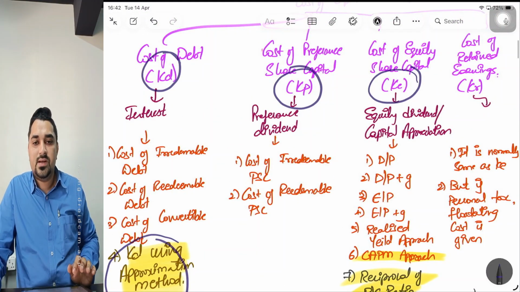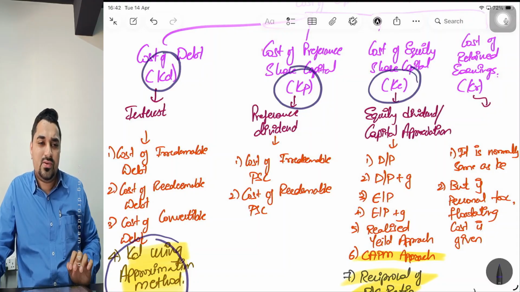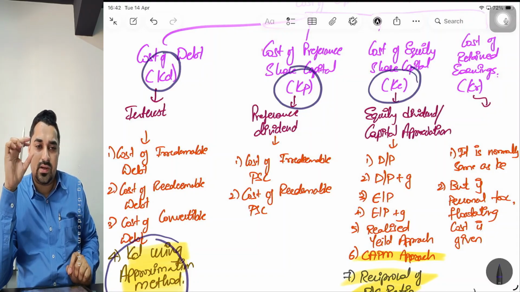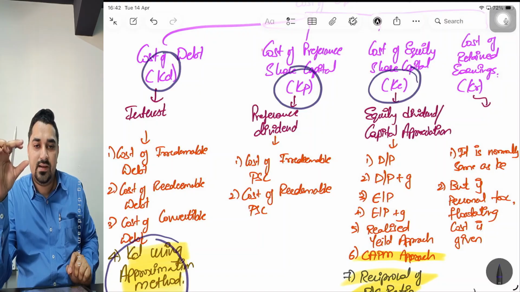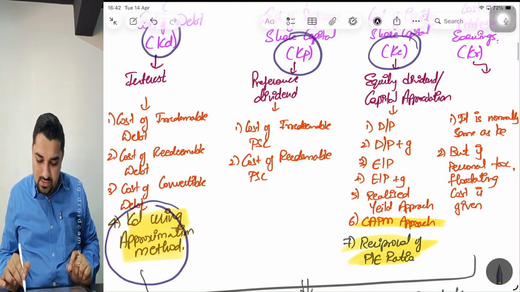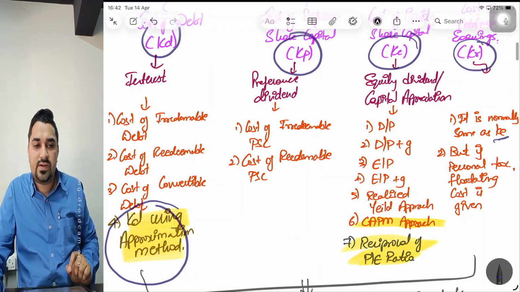The last one is cost of retained earnings. Normally, who owns retained earnings of any company? If you look at the balance sheet, whatever is the reserves and surplus or retained earnings, who is the ultimate owner of the funds? Equity shareholders, correct? So cost of retained earnings is denoted by KR. Normally KR equal to KE.